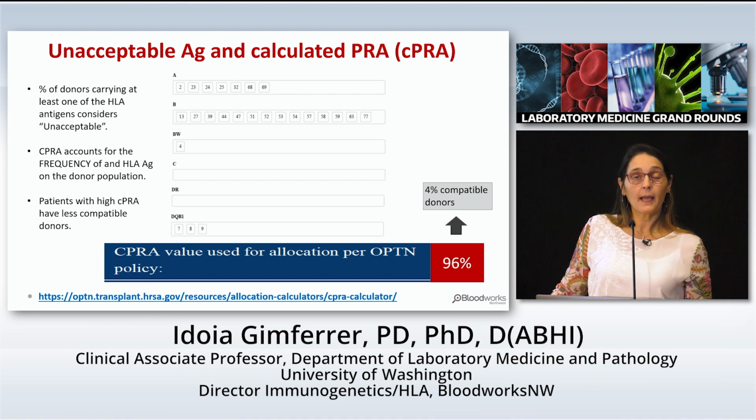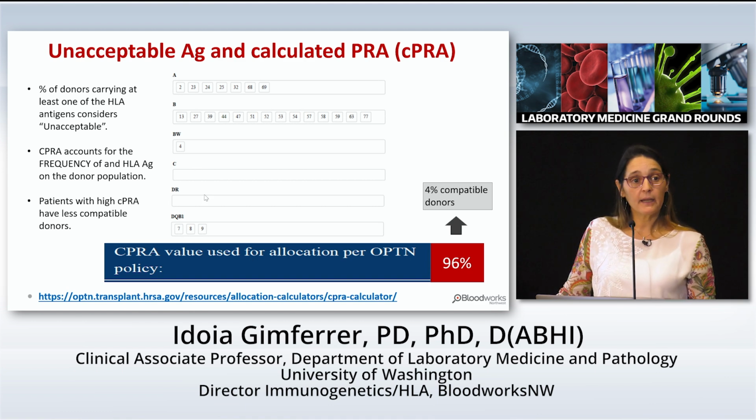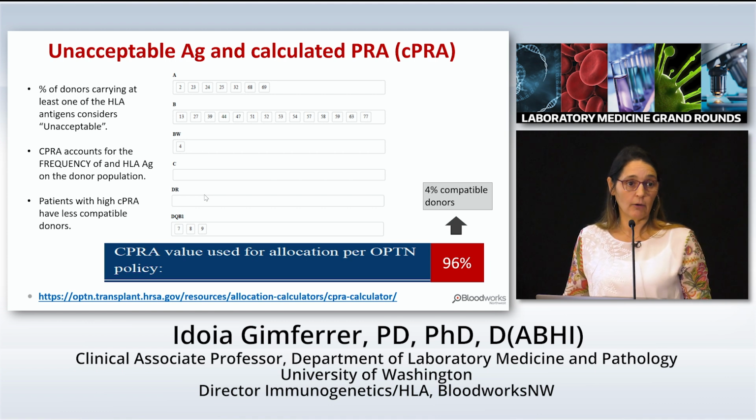In this case, we plug in the antigens that we have recognized, because a lot of times you are not sure about which epitope you are dealing with because you have too many of them, as happens for class 1, so you basically put the antigen that is the target of the antibodies. And this patient is highly sensitized with a PRA of 96%. The PRA is the proportion of donors that carry at least one of the HLA that I'm putting here as not acceptable, unacceptable. And the PRA accounts for the frequency of the antigens.